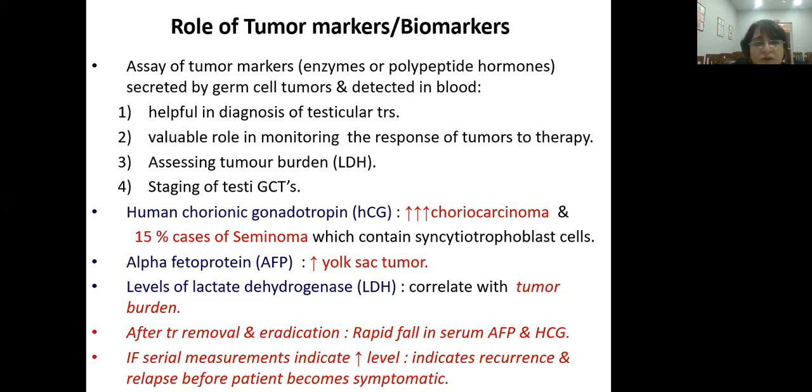The level of LDH is also helpful in assessing the tumor burden, and it also helps in the staging of testicular germ cell tumors. Human chorionic gonadotropin is seen in those testicular tumors which contain syncytiotrophoblast giant cells, like seminoma. 15% of seminomas contain syncytiotrophoblast giant cells, and very high levels of human chorionic gonadotropin are seen in cases of choriocarcinoma. Then the other tumor marker is alpha fetoprotein, which is seen in cases of yolk sac tumor.